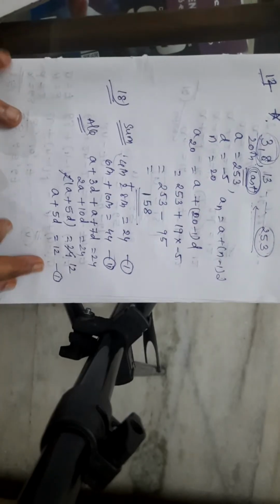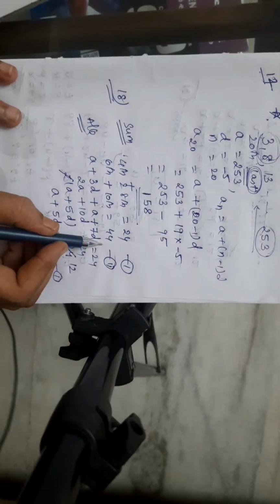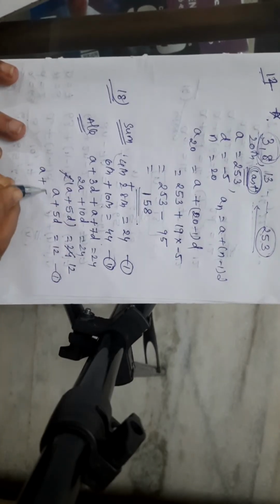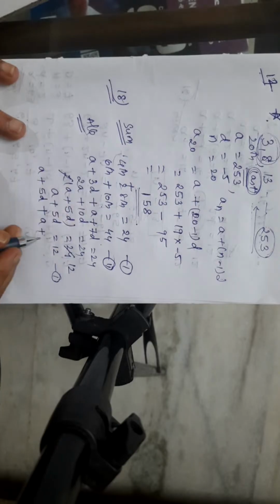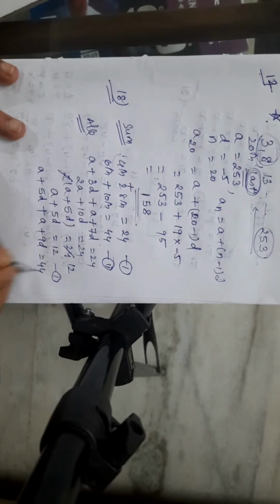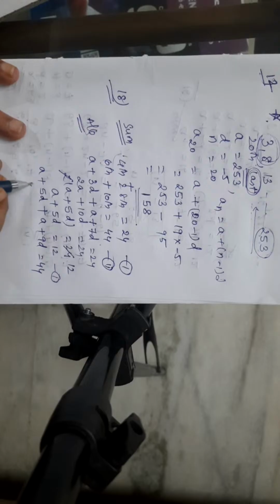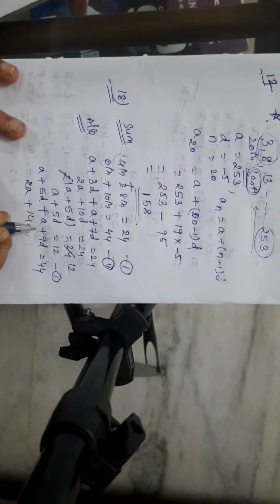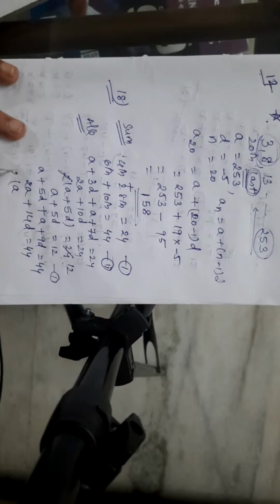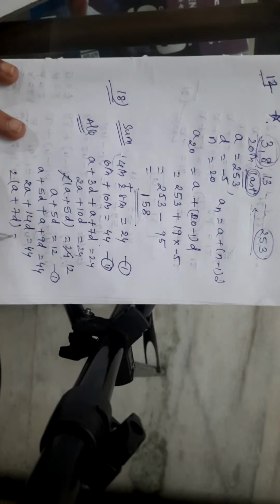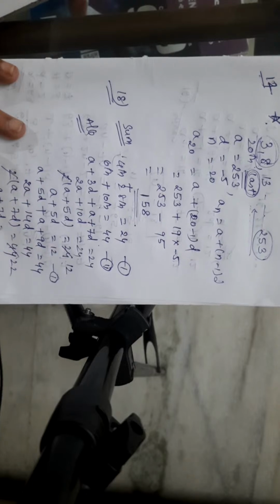Now the second equation: 6th and 10th term is 44. For the 6th term, a plus 5d. For the 10th term, it will be a plus 10 minus 1, 9d, equal to 44. Now add them together: 2 times a plus 14d is 44. We can take 2 common, so here it is: a plus 7d is 44. Now cancel them, so finally it is 22. We got the equation as a plus 7d is 22. This is our second equation.